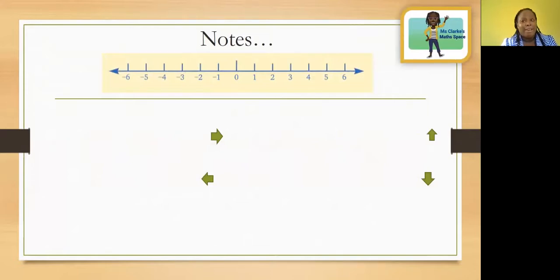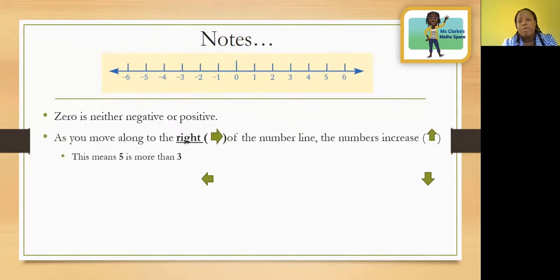Let's get some notes. This is going to be provided for you, so you don't need to write out notes. You could always write it afterwards. So just follow along with me and read. So as I was saying, 0 is neither negative nor positive. And as you move along to the right of the number line, the numbers will increase. So here we can see that 5 is bigger than 3. 5 is greater than 3, and vice versa, 3 would be less than 5.